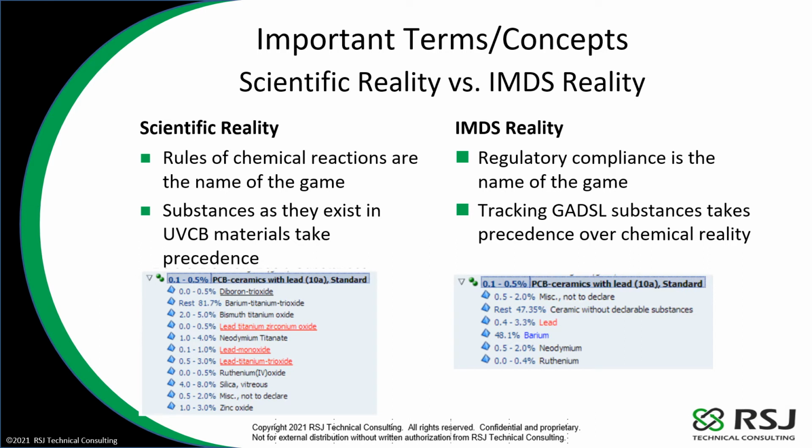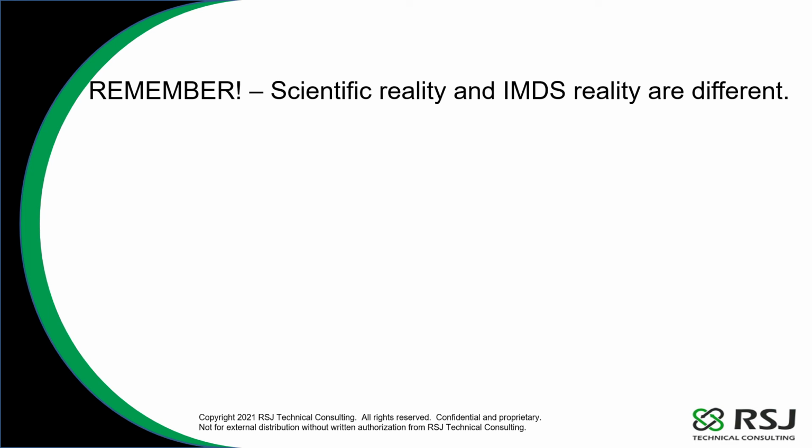So we've got to talk about scientific reality versus IMDS reality. They're close, but they're not the same. In scientific reality, we care about the rules of chemical reactions. That's how things work. And the substances as they exist in the UVCB are what we care about. But in IMDS reality, the main thing we're concerned with is regulatory compliance. We need to track the GADSL substances, and that's more important than the chemical reality of a material. So remember that IMDS reality and scientific reality are really different.